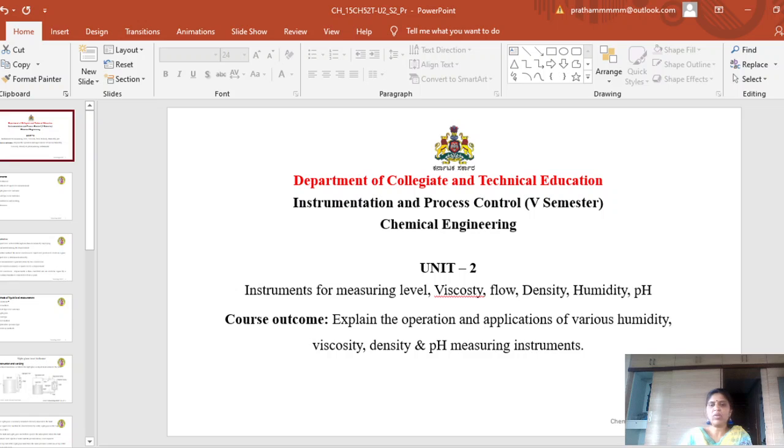In the last session, we have learned about the viscosity measurement. In unit 2, the instruments for measuring the level, viscosity, flow, density, humidity, and the pH. So, in this session, we will learn about the level measurement, how exactly the level is being measured.